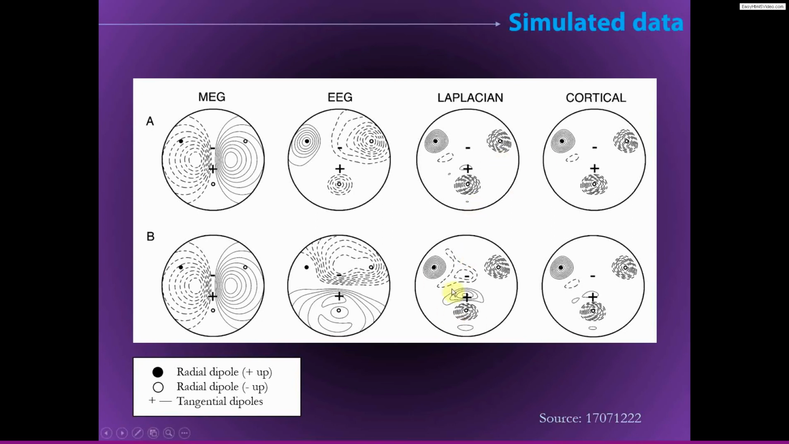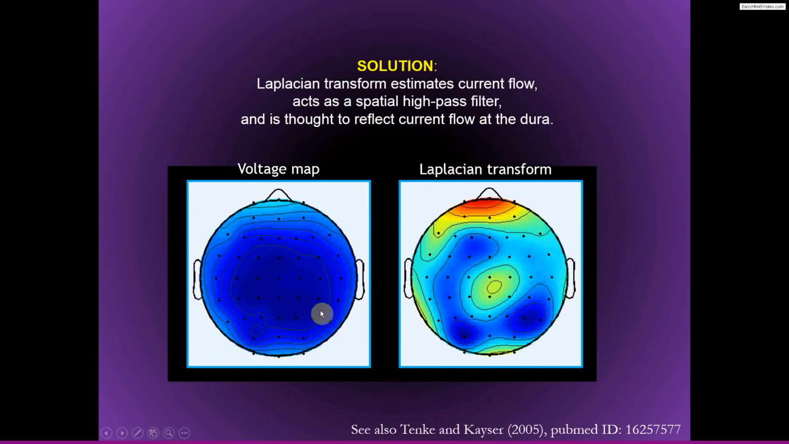And then this was another simulation with different strengths of the dipole. And what you see is that the Laplacian is a pretty good estimate of what the cortical potential would look like. So what the EEG would look like if you were measuring from underneath the skull. Of course, this is simulated data, so it looks very good here. So here is actually real data.